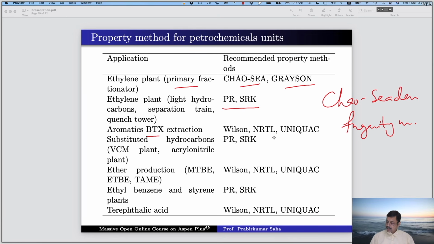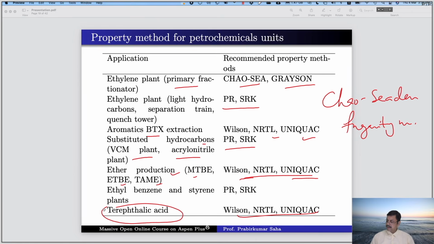For substituted hydrocarbons like VCM plant, acrylonitrile plant, we can again use Peng-Robinson and SRK. For ether production like methyl tert butyl ether or ETBE or TAME, we can use Wilson NRTL UNIFAC. The same models can be used for terephthalic acid. And for ethyl benzene and styrene plants, you can use Peng-Robinson and Redlich-Kwong method.